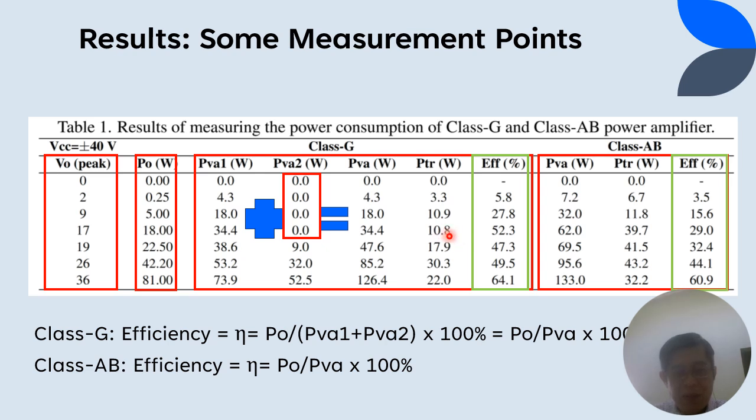And then, how to calculate the efficiency. For class G, it is almost the same: we take the power output and divide it by PVA1 plus PVA2, or we just call it PO over PVA, then multiply by 100%. In the same way with class B, we divide the power output by the PVA in class B, so we can get the efficiency ratio.